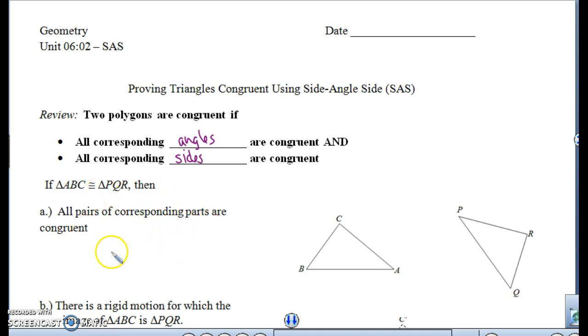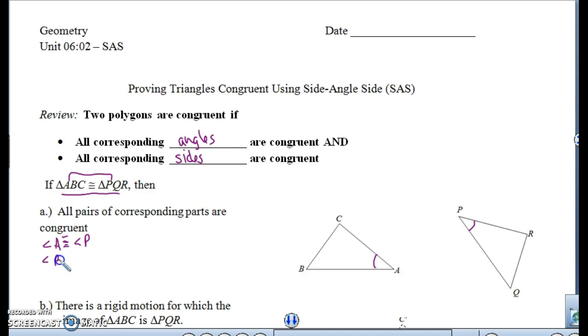So, just to remind us, if triangle ABC is congruent to triangle PQR, then all pairs of corresponding parts are congruent. So let's look at the angles. Now remember, triangle congruence is based on what you are given here. So if we have angle A, according to this congruent statement, it should be congruent to what angle in the other triangle? Well, according to this, A should be congruent to P. So angle A is congruent to angle P.